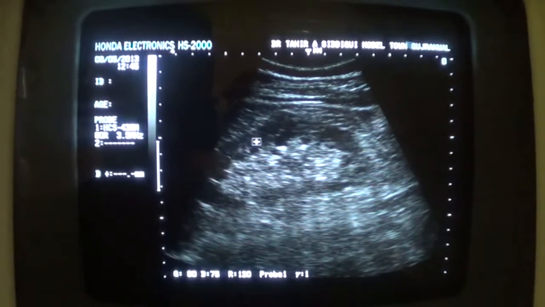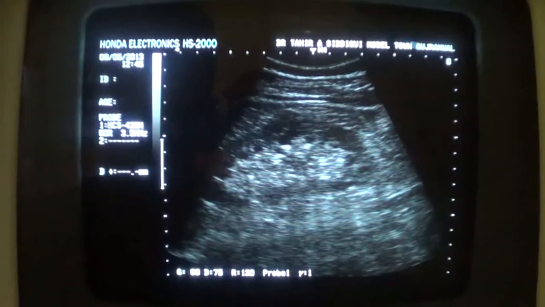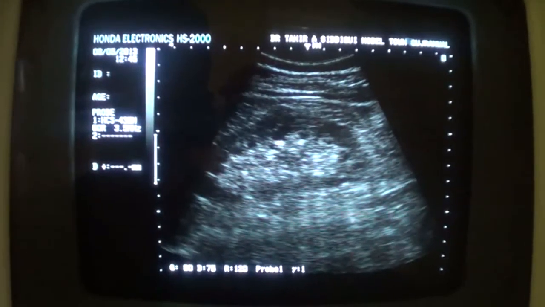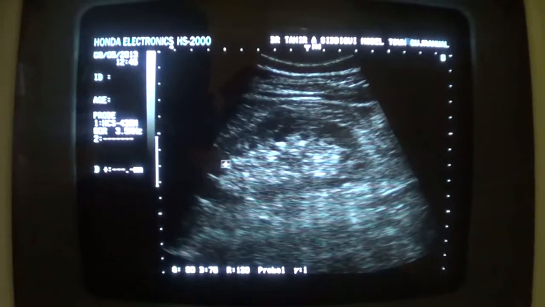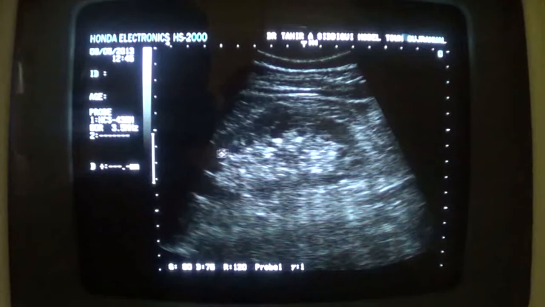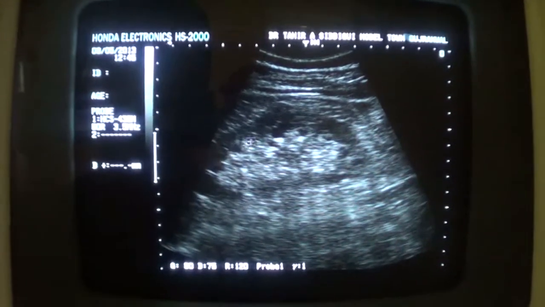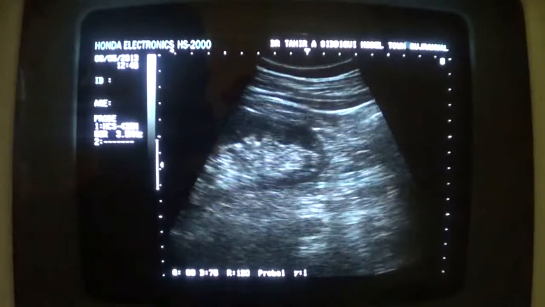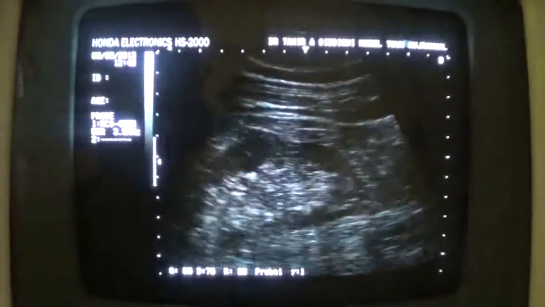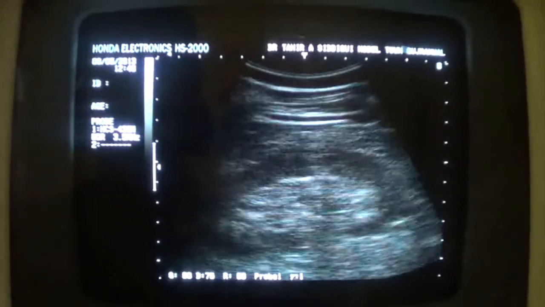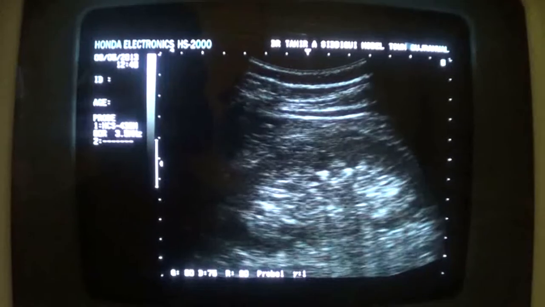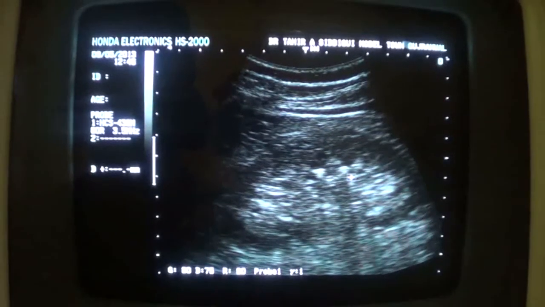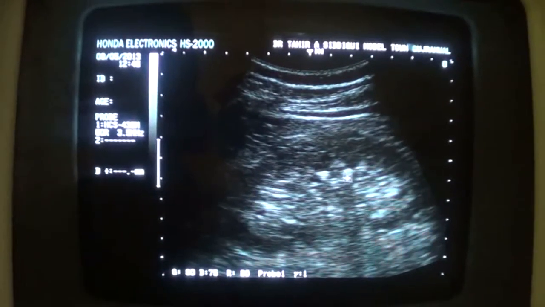Now these tiny particles are not arcuate vessels, these are tiny calcifications seen posterior to the medullary pyramid from upper to lower pole, in the parenchyma. So let's magnify a bit to see, and this is a better view. There is some posterior shadow from this calcification, there is some posterior shadow from this calcification.